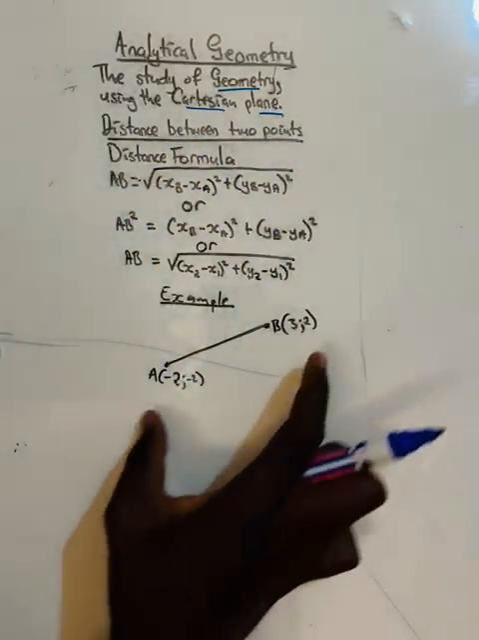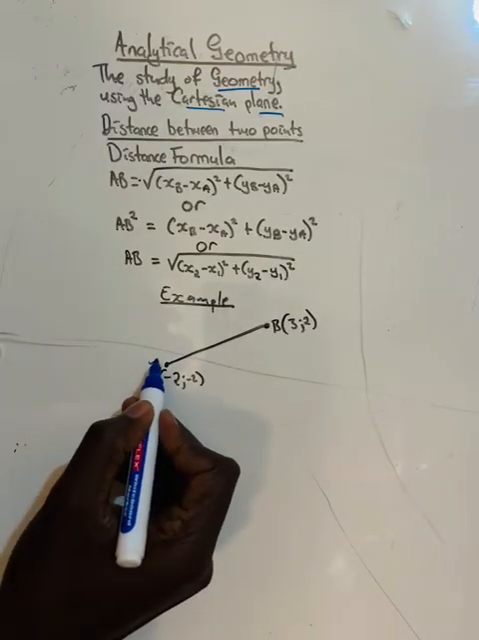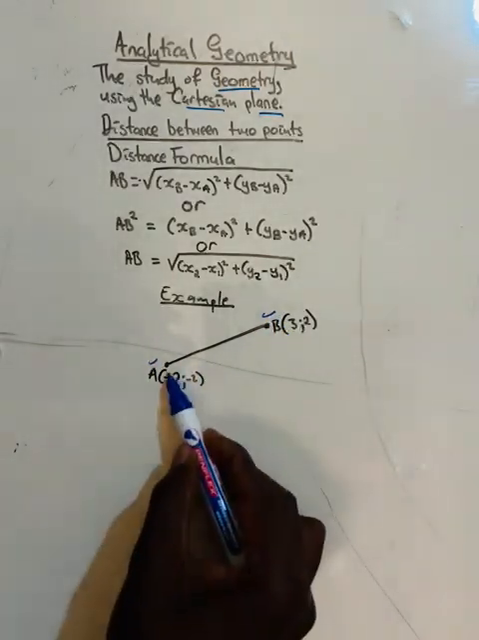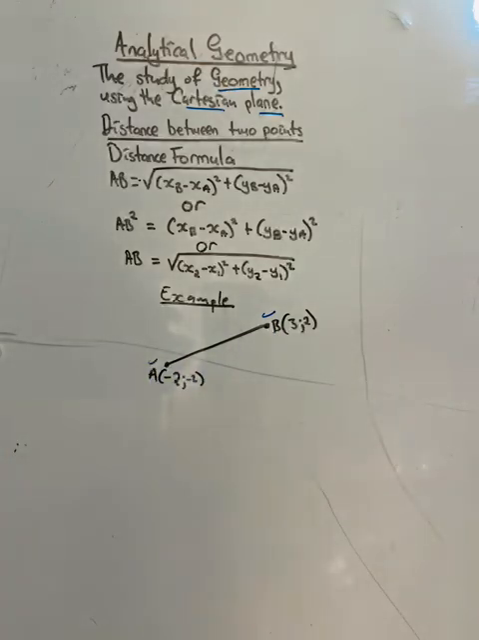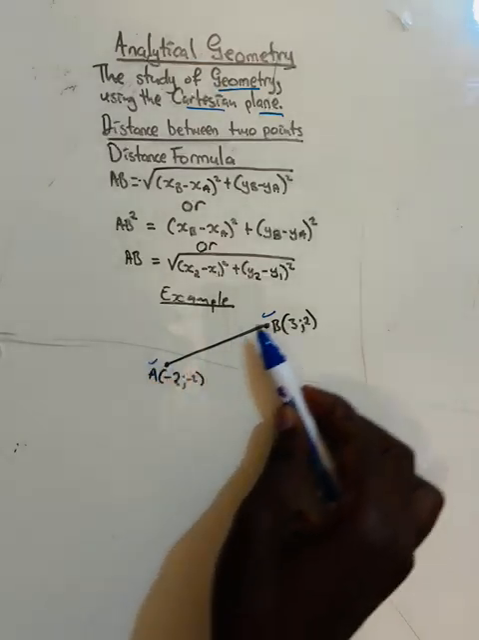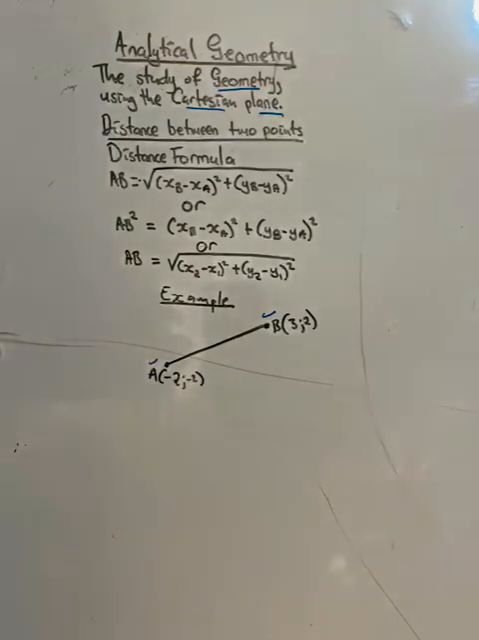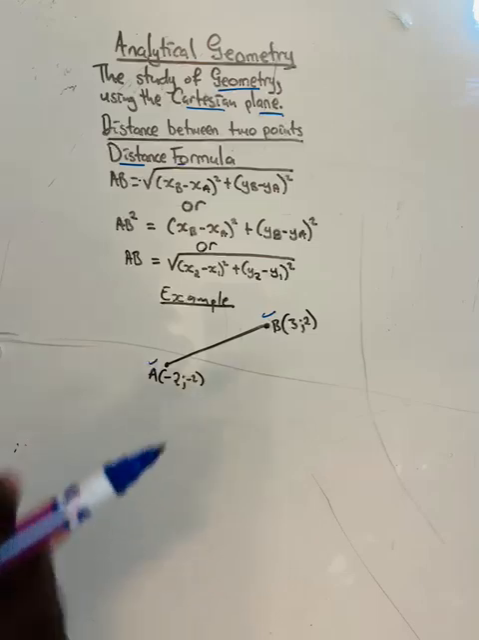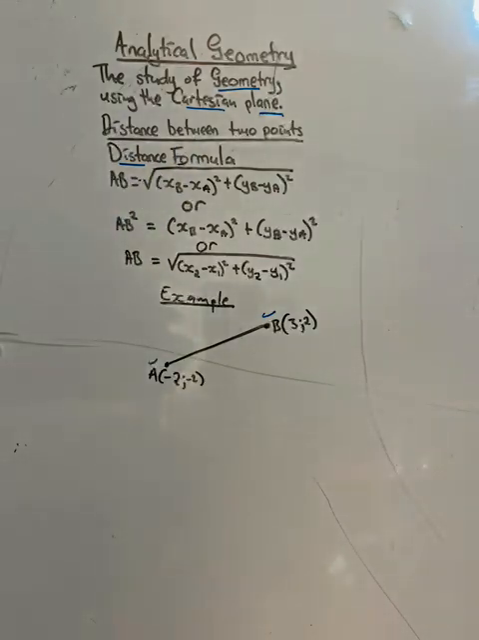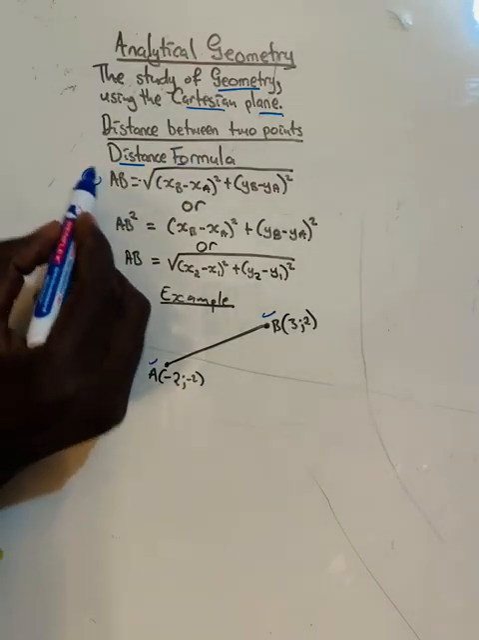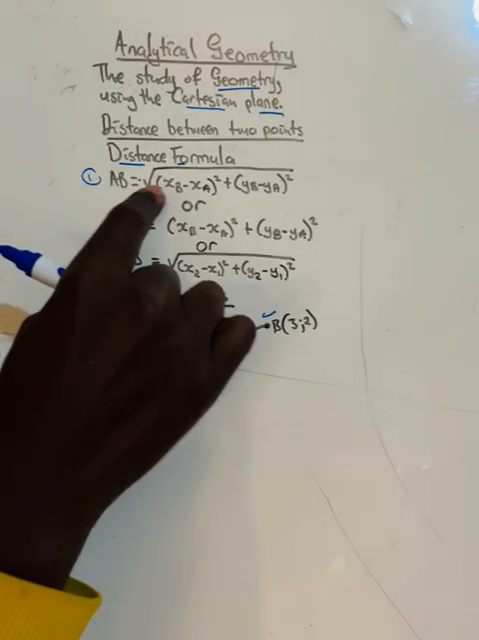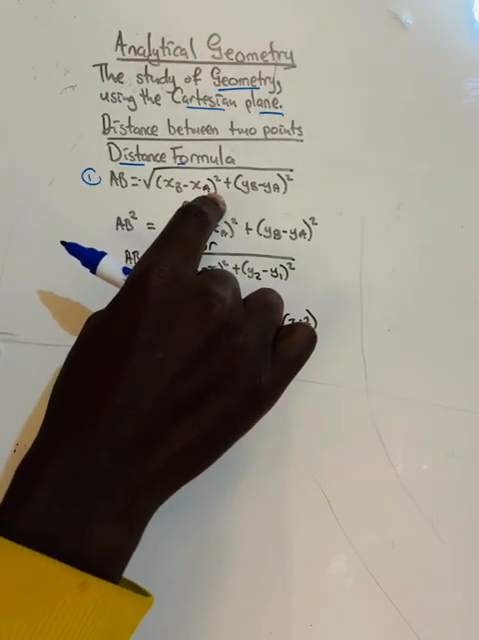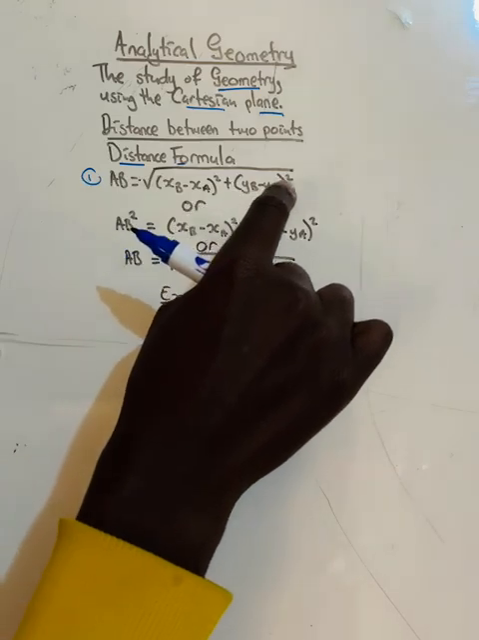What are points? If you look at this diagram, we've got this point, which is point A, and we've got point B. We want to know how long line AB is. So in order for us to know how long line AB is, we're going to be using what? We're going to be using what we call coordinates, right? And when we use these coordinates, we use them in what we call the distance formula. We've got different variations of the distance formula. The first variation, which is here, is AB equals the square root of open bracket xb minus xa close bracket squared plus yb minus ya close bracket squared.